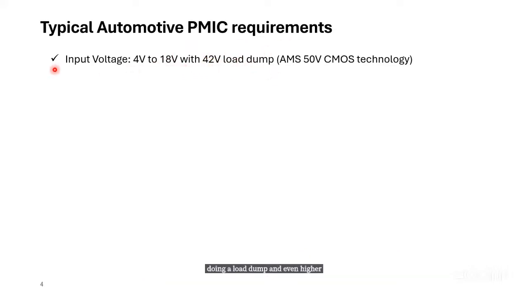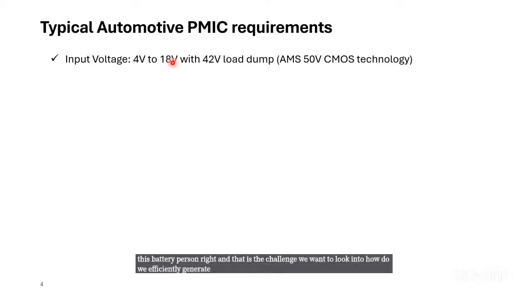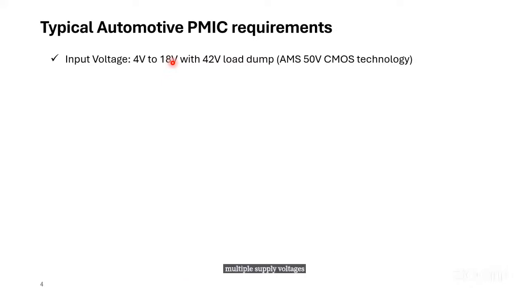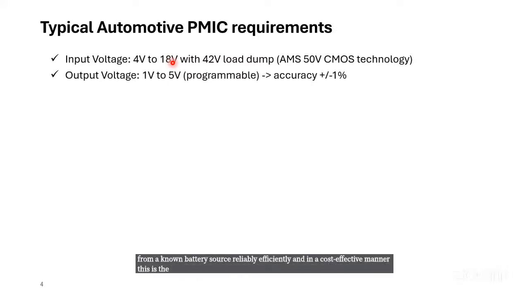So this would mean the integrated circuit that is being used to power convert this. You can think of it like, if the battery power is 4 volts to 18 volts, and a 5G transceiver needs about 1.2 volt for digital, 2.8 volt for analog power amplifiers, then you would need multiple voltages to be generated from this battery power supply, right? And that is the challenge we want to look into. How do we efficiently generate multiple supply voltages from a known battery source reliably, efficiently, and in a cost-effective manner? This is the problem statement.